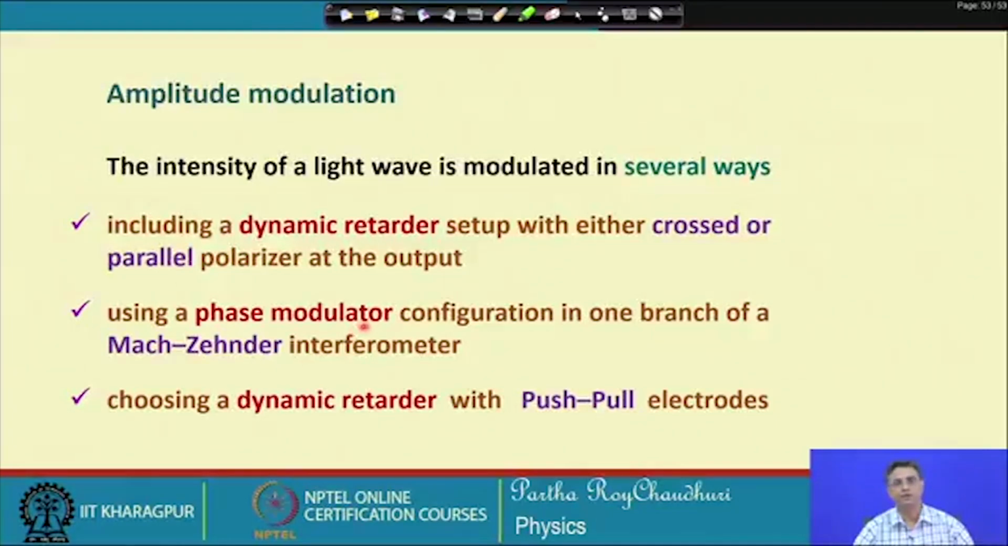Phase modulator configuration is also used, particularly using a Mach Zehnder setup, where you have two electromagnetic waves first split and then mixed again, giving rise to, depending on the phase difference between the individual arms, phase modulation. Then, by choosing a dynamic retarder with push pull electrodes, these are the means to realize phase or amplitude modulation by an external electric field.